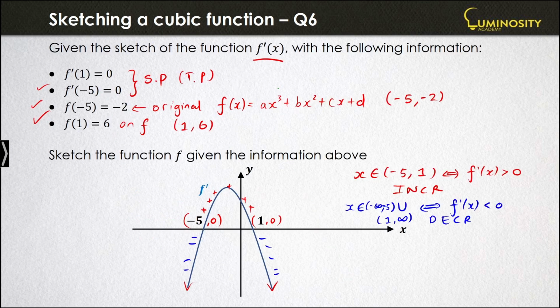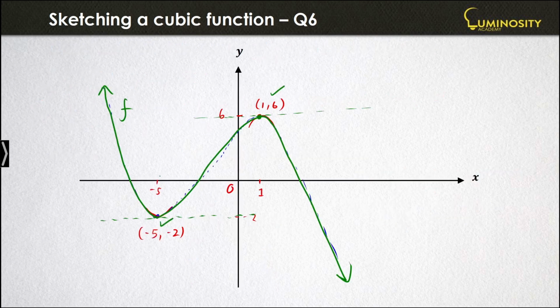And then based on the intervals of increasing and decreasing, the graph increases from negative 5 to 1. So from negative 5 to positive 1, can you see your graph is increasing? And then from negative infinity to negative 5, your graph is decreasing. And from 1 to infinity, it's decreasing again. So this graph here matches all the given properties of the information that was listed for us.